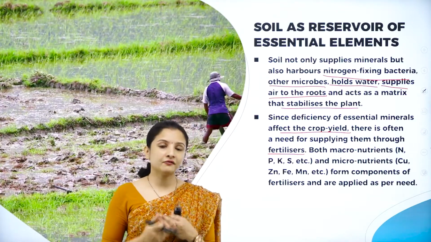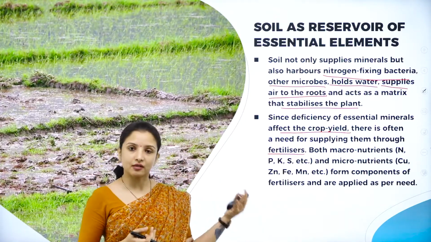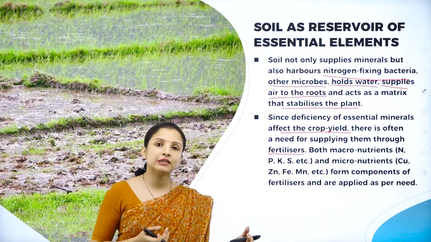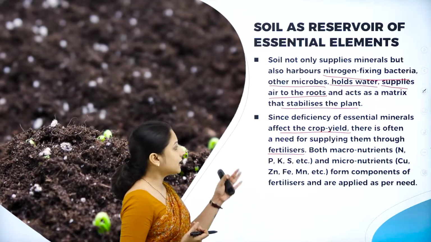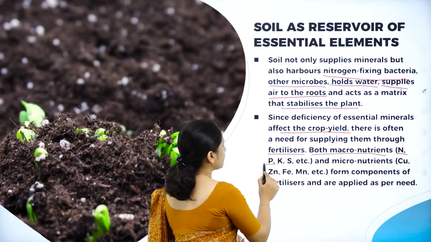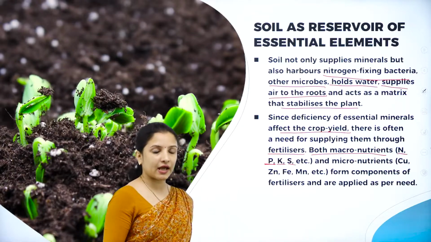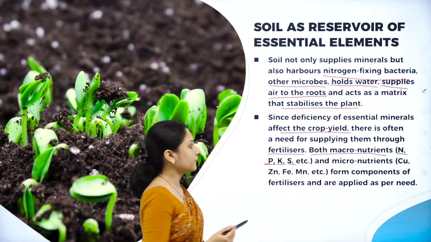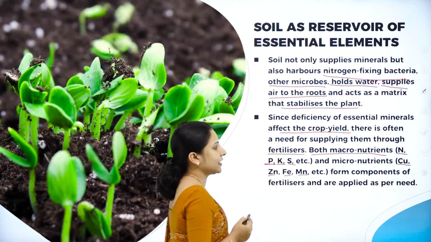So how can a farmer replenish the field? He can add fertilizers that are got from the market. These fertilizers are nothing but made up of the macro and the micronutrients. He can add macronutrients such as nitrogen, phosphorus, potassium, sulfur, etc. And also he can add micronutrients in the form of fertilizers such as copper, zinc, iron, manganese, etc.